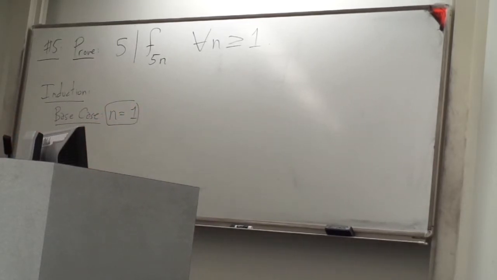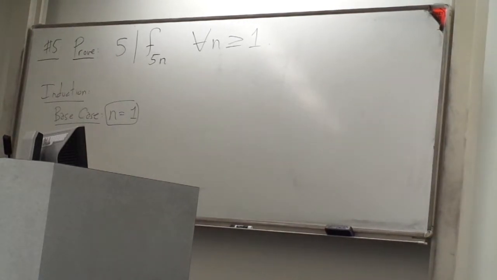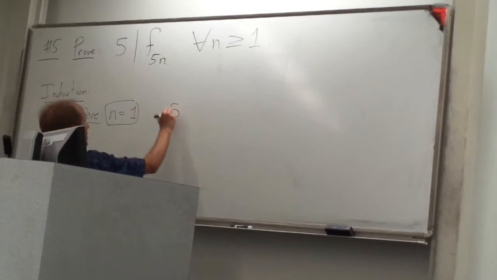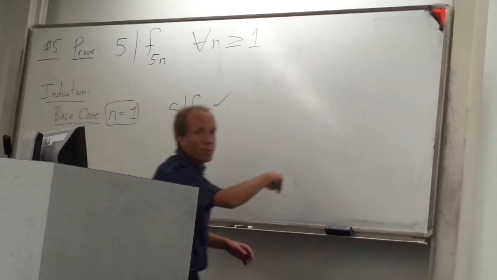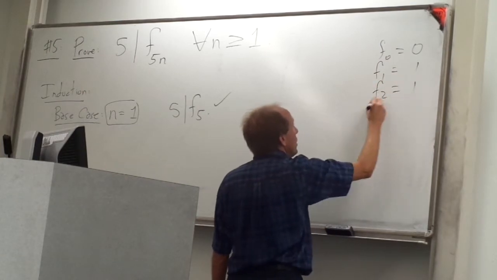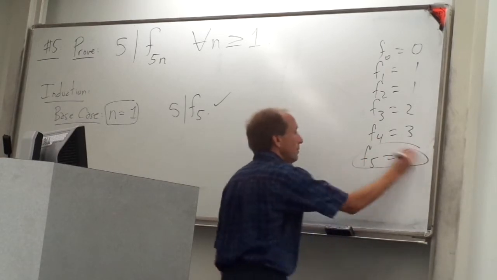Now actually, the number of base cases that you need depends on the details of the proof. So once you do the induction step, you have to look and see, am I only using the previous version of the statement to prove the current version, or am I using lots of older versions? And I may have to go back and do more base cases later. We'll see. So is it true that 5 divides f sub 5? Better be. What is f sub 5 anyway? So how does this start? f0 is 0, f1 is 1, f2 is 1, f3 is 2, f4 is 3, f5 is 5, right?